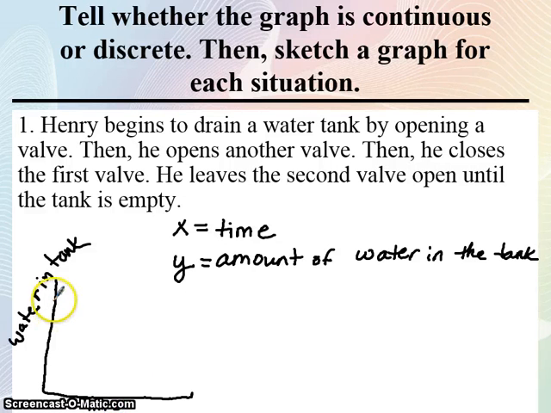Now we're going to start our graph up here because at the beginning it had lots of water in it. And then it slowly began to drain. When he opened the second valve, it drained more quickly, so we're going to drop even faster. But then he closed that second valve, so we're going to go back to this same slant from one valve until it's empty, which is when it reaches the x-axis. So this would be how the water would drain out of the tank.